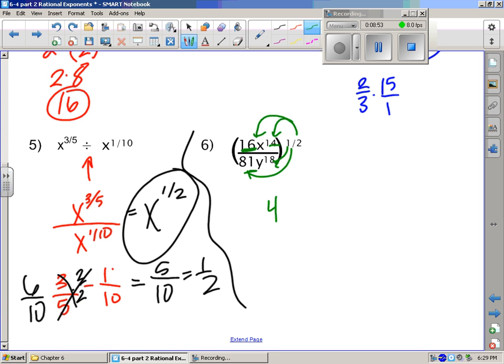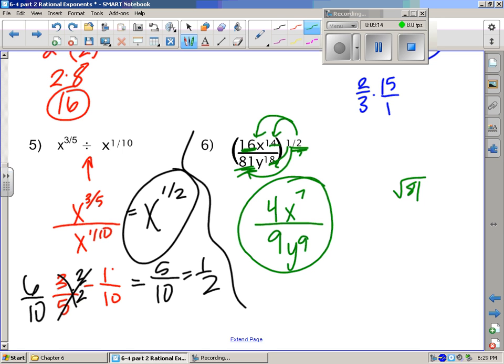Then I have power to a power, so I'm going to multiply those. 14 times 1/2 is just going to give us 7, so x to the 7th. Then on the bottom again, I've got a number. We're raising it to the 1/2 power. That's the same as the square root of 81, so just 9. And then power to a power, we multiply, so I get y to the 9th. You might want to check to see if you can reduce that fraction, but I don't think that we can.